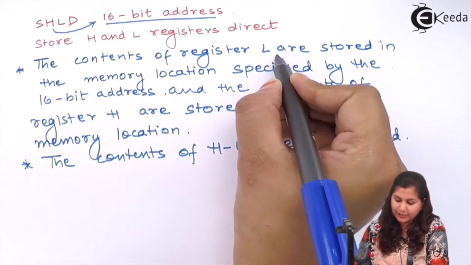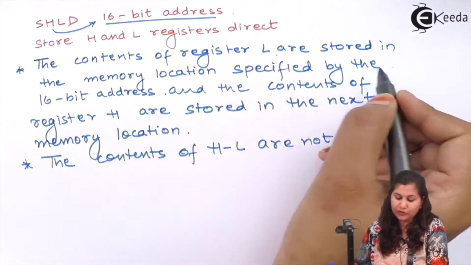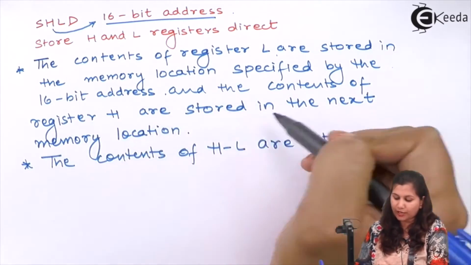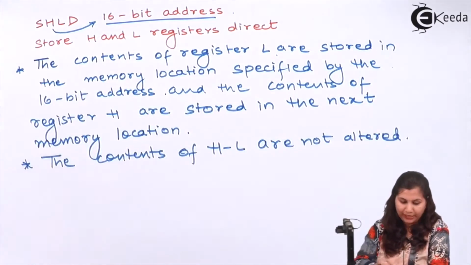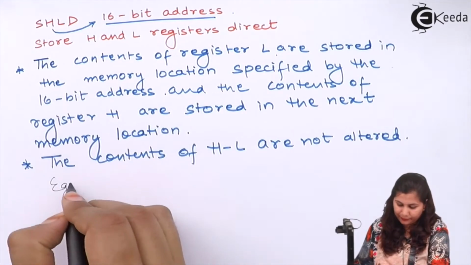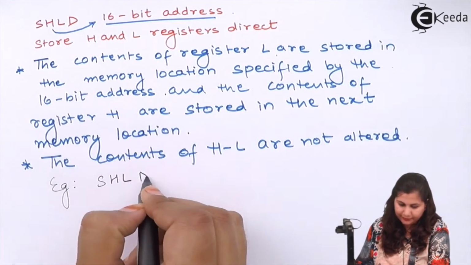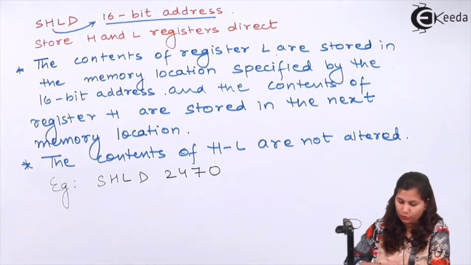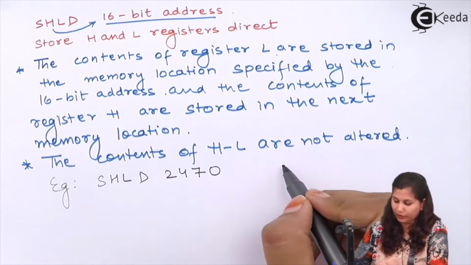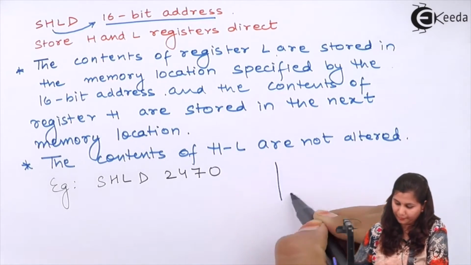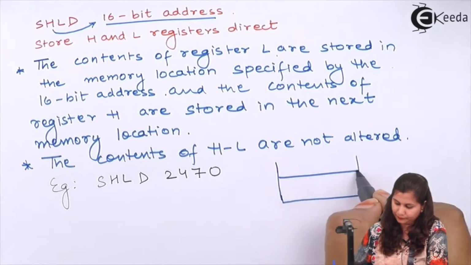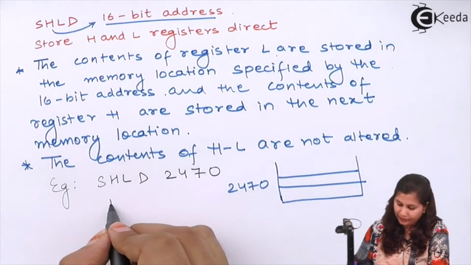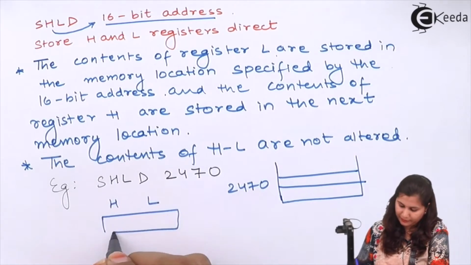So the contents of the register L are stored at the memory location which is specified by this address, and the contents of the register H are stored in the next memory location. If we take an example, then we have SHLD 2470. So 2470 is a memory location, and we have the H and L register pair.